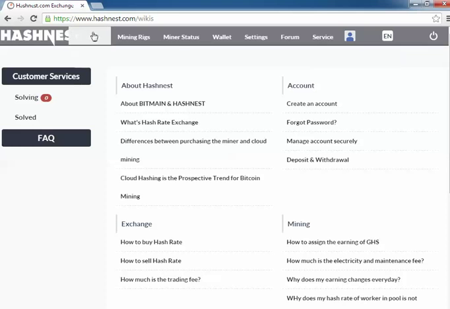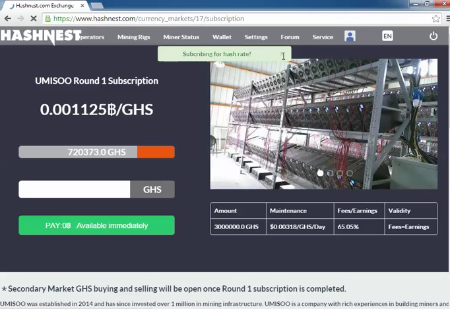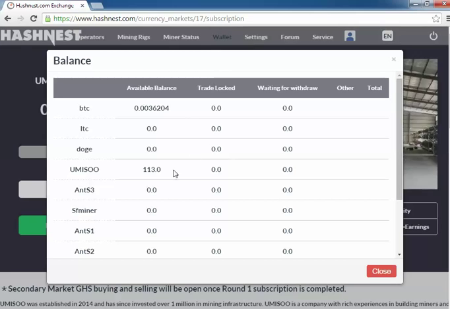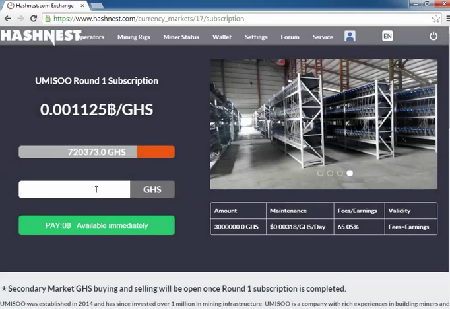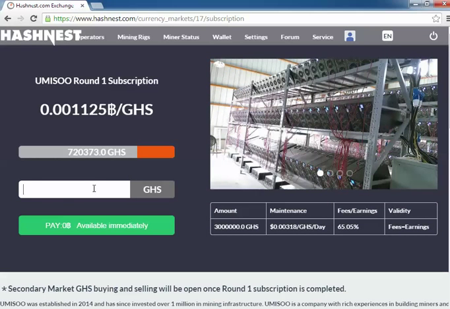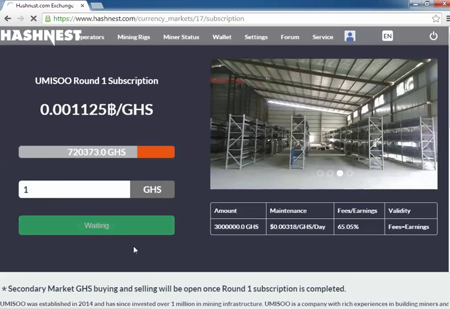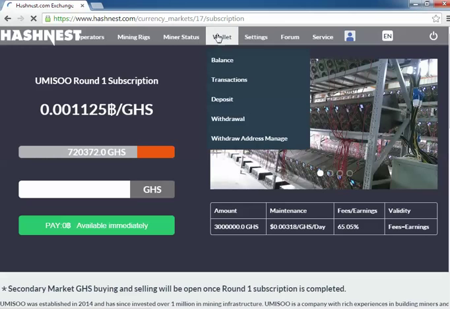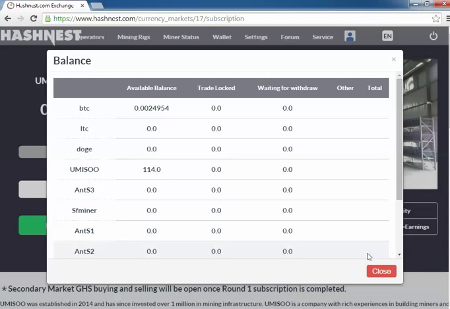But before we log out, I'm going to show you my wallet again. Right, let's go on to the wallet. Let's find out this balance. And I've put some in here just to show you this. As you can see, I've got 113 gigahashes with Yumisu. I'm going to show you how easy it is to increase that. Let's just buy one extra gigahash. Pay immediately. Buy success. Let's have a look. And it should, of course, say, yep, here we go, 114.